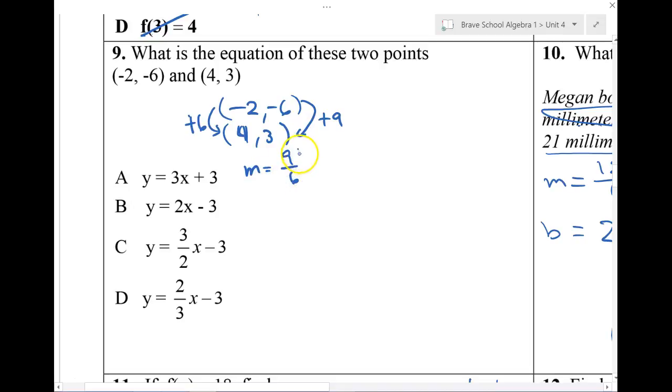And remember, you want to reduce and simplify this. So I'll find a number we can divide into both. So we can divide 3 into both. So 9 divided by 3 is 3, and 6 divided by 3 is 2. Okay, so now we want to set up our equation.